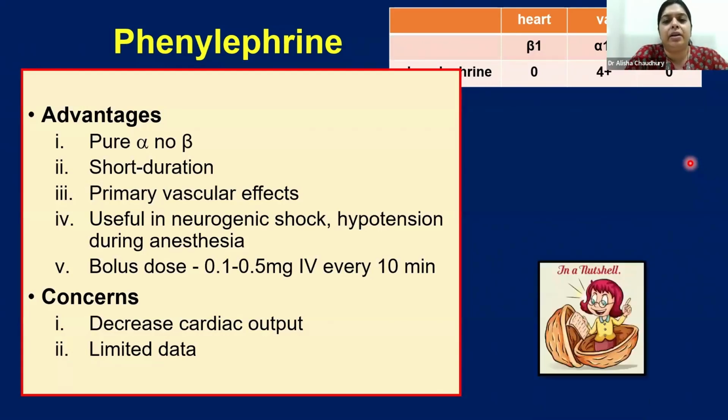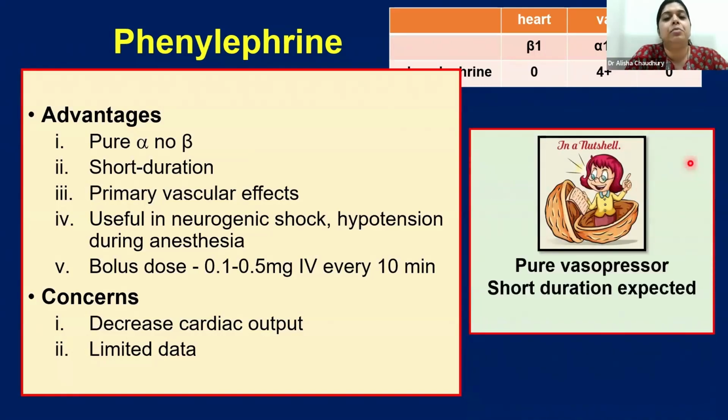Very limited data. So in a nutshell, as I mentioned, it's a pure vasopressor. If I ask you to name a pure vasopressor, you will say phenylephrine. If I ask you for any vasopressor with inotrope, maybe less or good, you can talk about NORAD, ADR, and dopamine. And the drug has a very short duration of action.